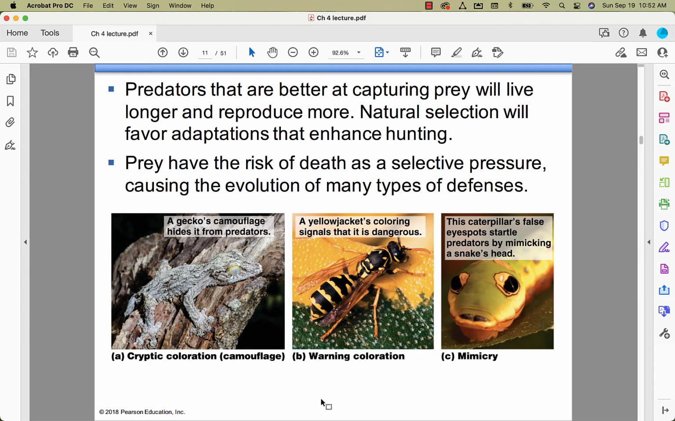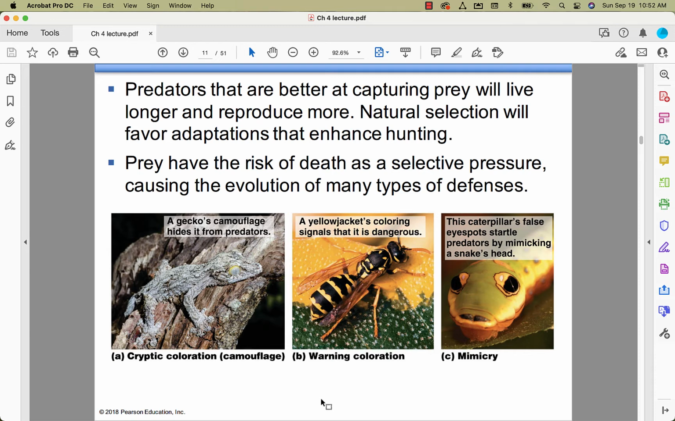The risk of death is real if you're prey. So they have a lot of defenses that they've developed over the course of time that prevent them from being prey, from being eaten. So there's a gecko. A gecko is a prey. And if we didn't see the eyeball, we can't see that gecko. So that's a good camouflage.